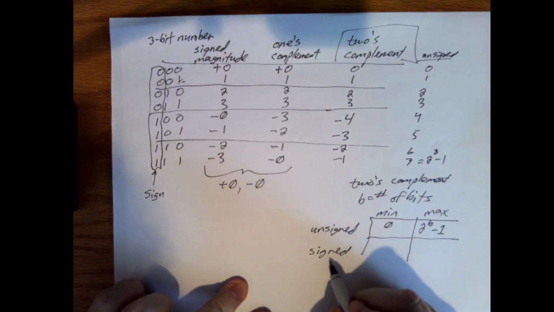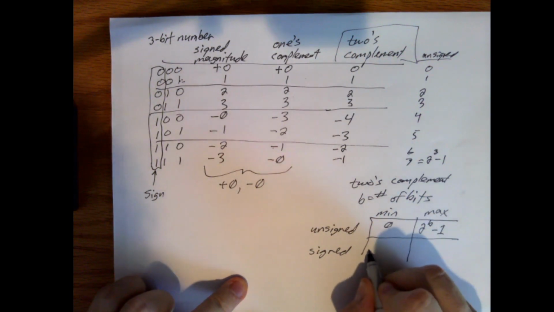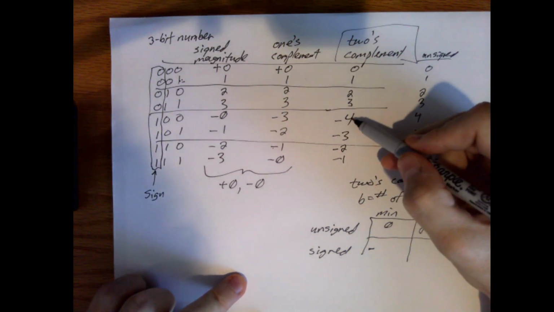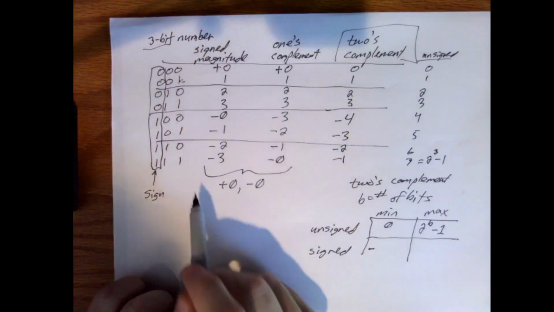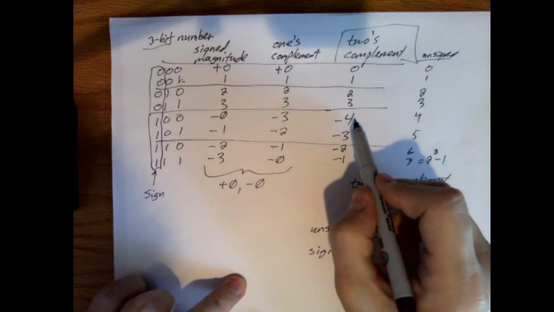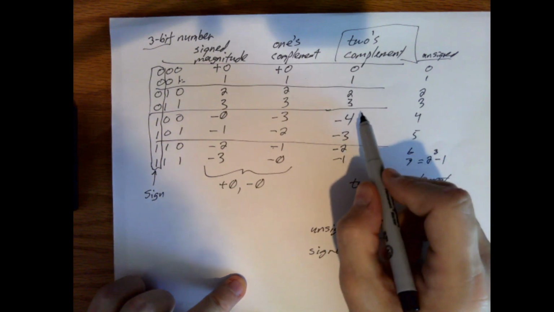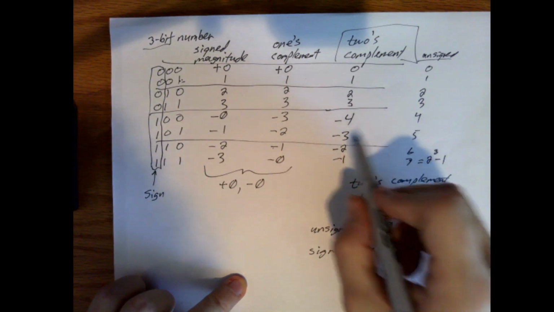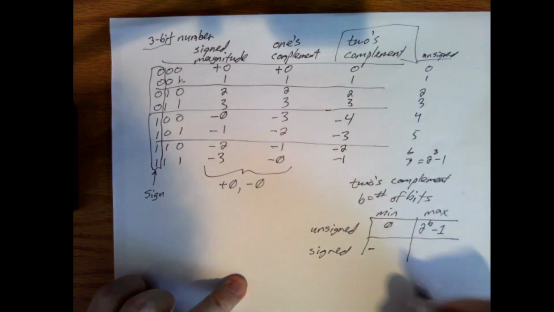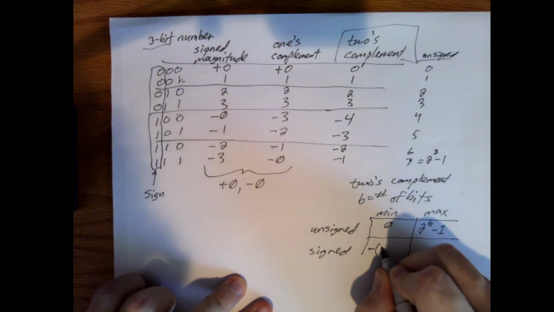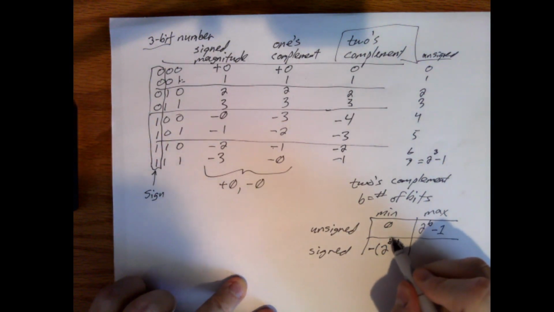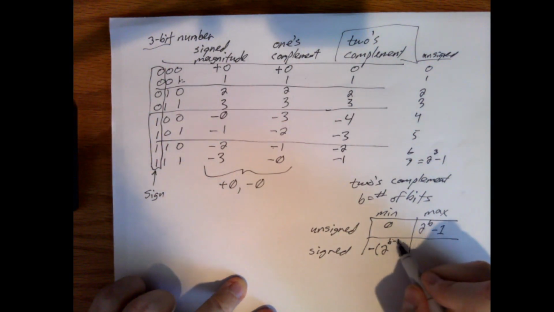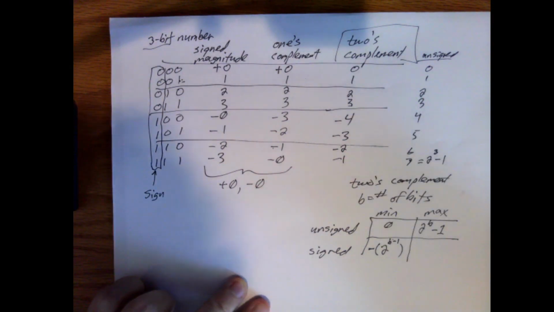But what about the sign type? Well, our minimum number is some negative number, and here it was minus 4. So what's the relationship between minus 4 and 3 bits? Well, 4 is equal to 2 squared, and the power of 2 there is 3 minus 1. So it's really negative 2 to the b minus 1 power. 3 minus 1 is 2. 2 squared is 4. Negative 4 is my smallest number.